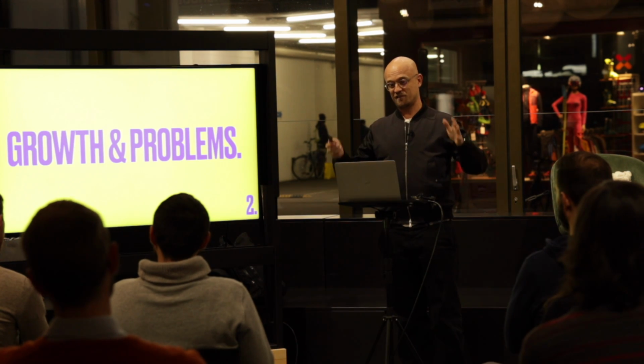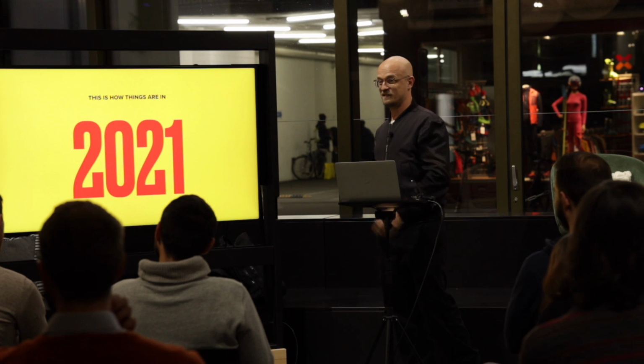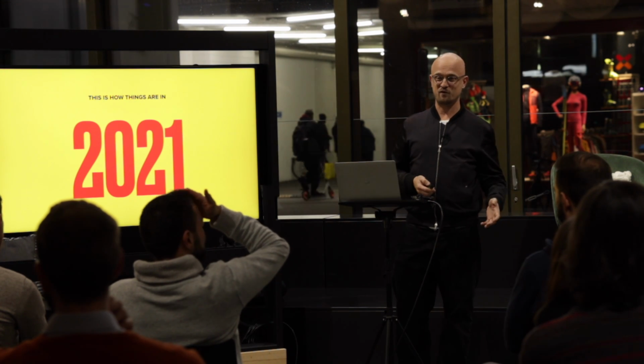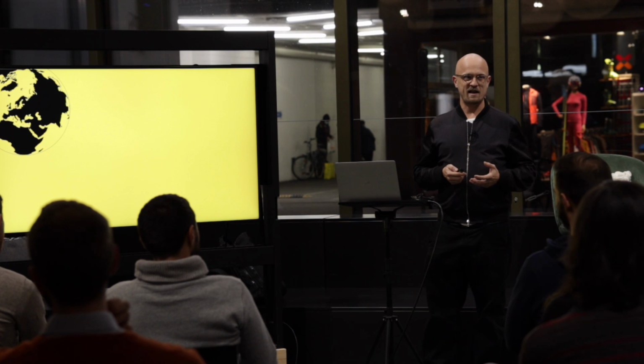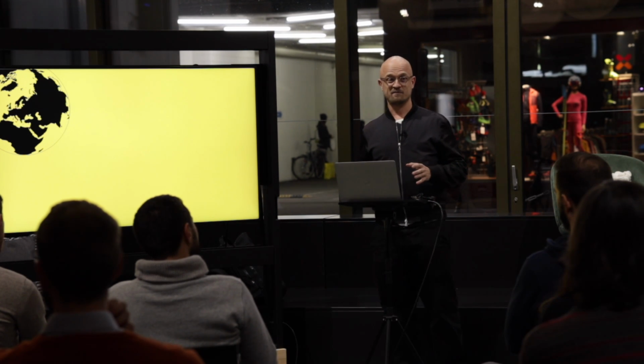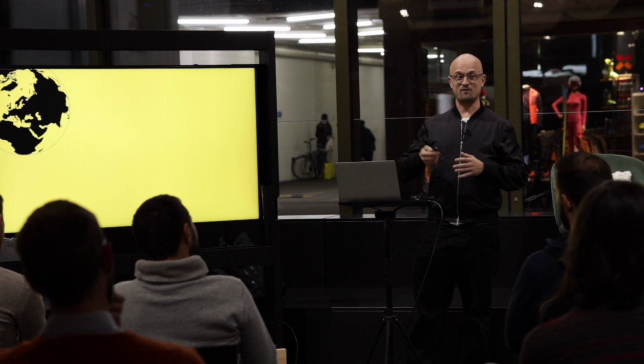Part 2, growth and problems. This is how things are today. Remember, 2 million people, 10,000 before Christ. In 1800, we had 1 billion people on the planet. 1927, we had 2 billion. That's a quick rate of growth already.